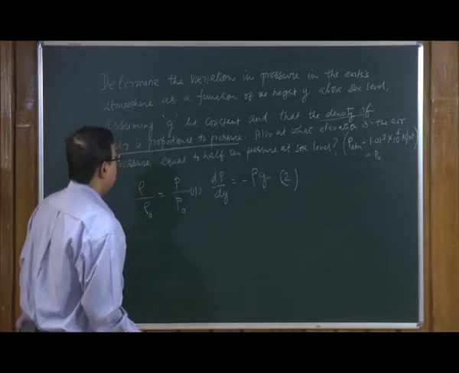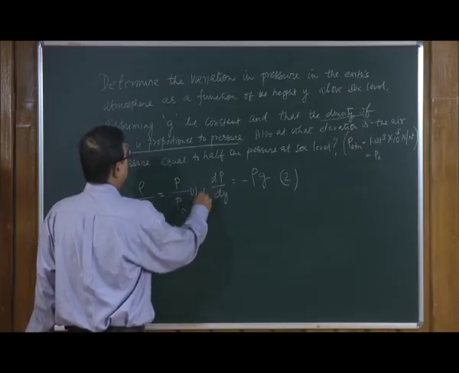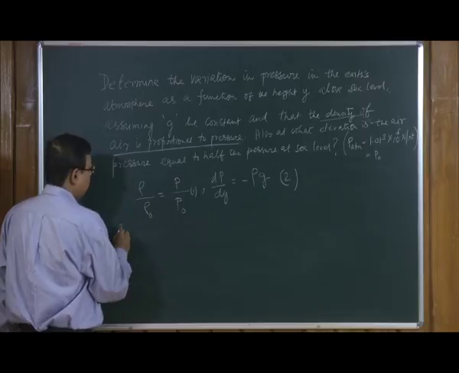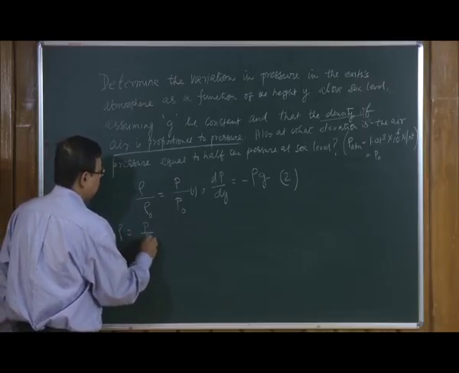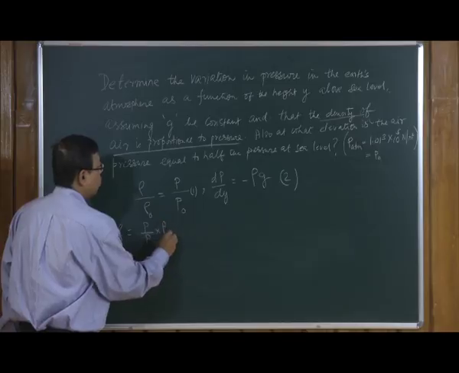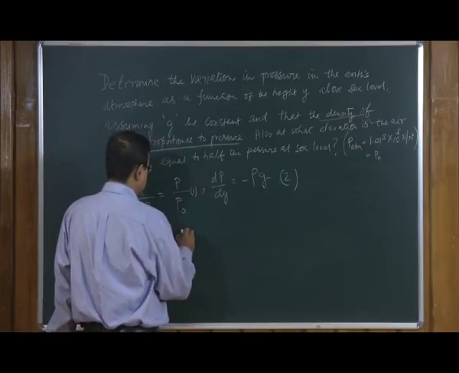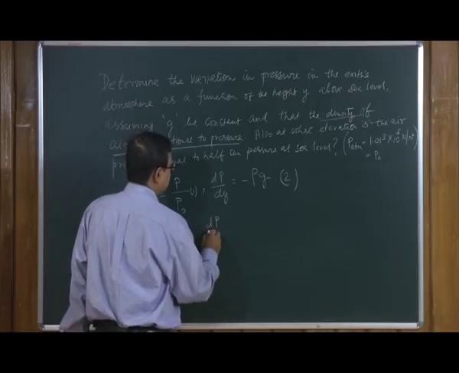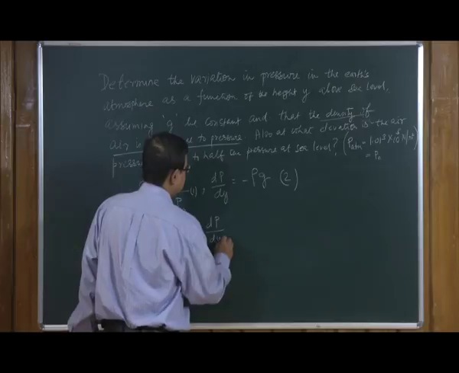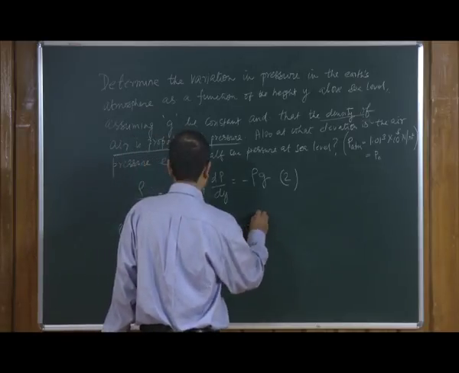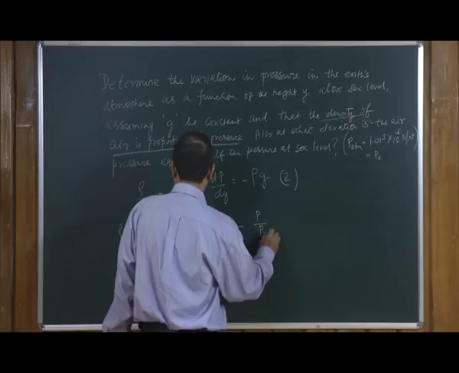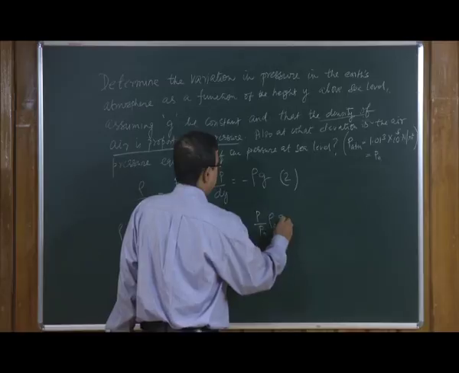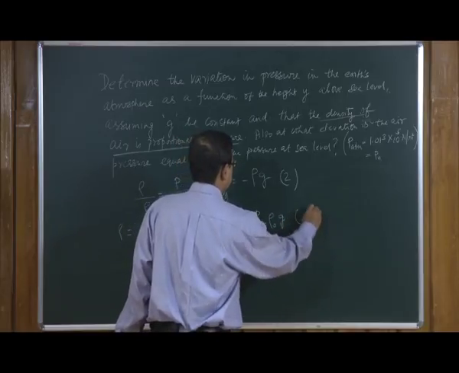So, I will put rho from equation 1 into equation 2. Rho from equation 1 comes out to be P over P 0 into rho 0. So, putting it in equation 2, dp dy equals minus p over p 0 multiplied by rho 0 and g. Let us call this equation 3.